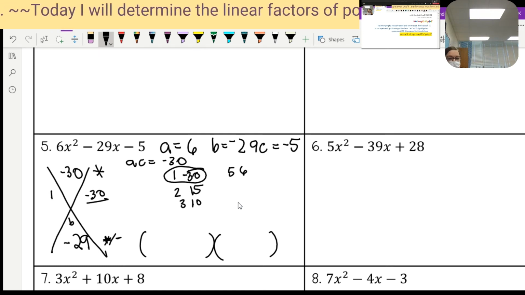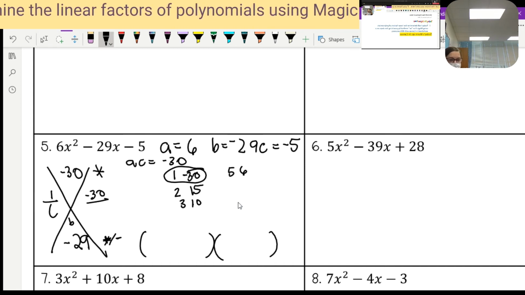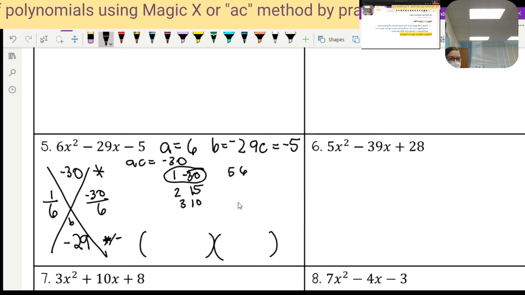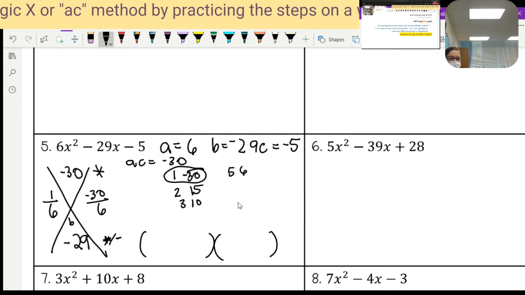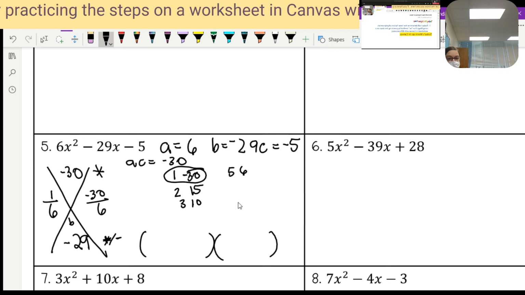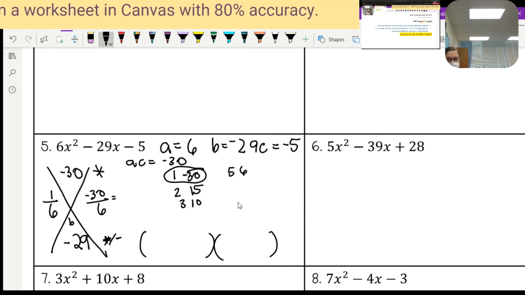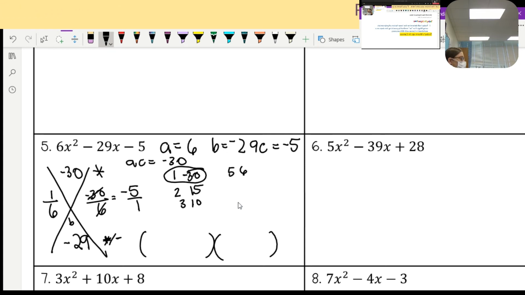Okay, so underneath each one, we're going to put 6 because that's A. A goes underneath. Then we're going to check and see if we can reduce any. 1/6 is the lowest it can be, and then -30, that's divisible by 6. So we're going to make that into -5 over 1 because we divided the top by 6 and the bottom by 6. Make sense?